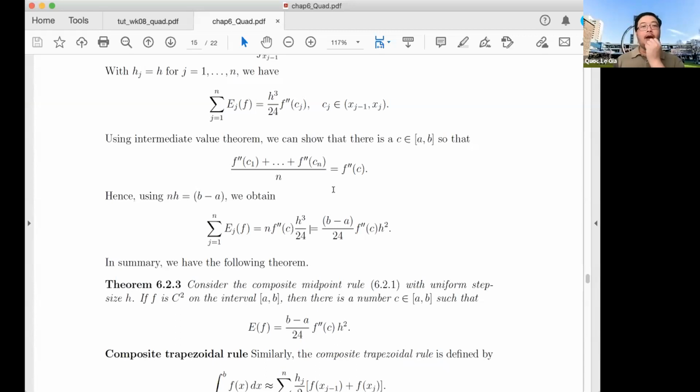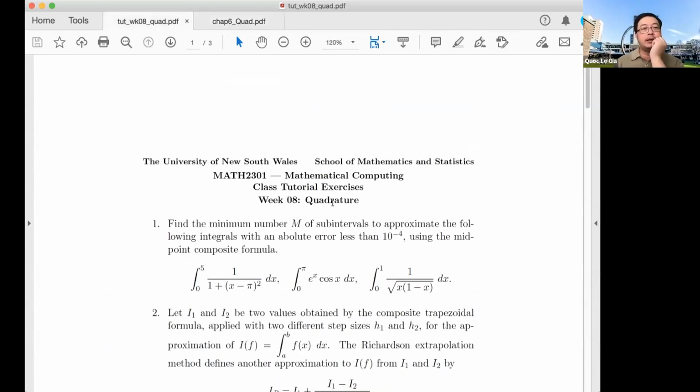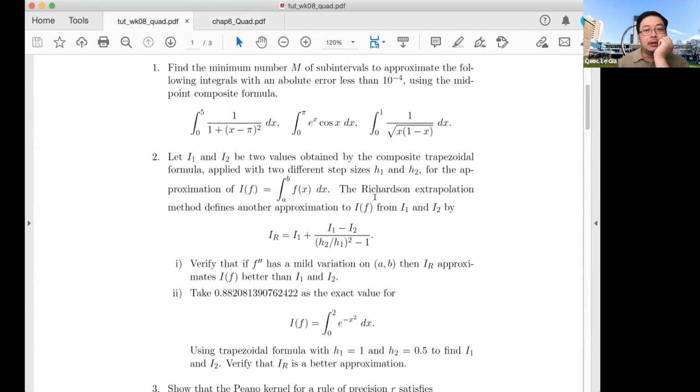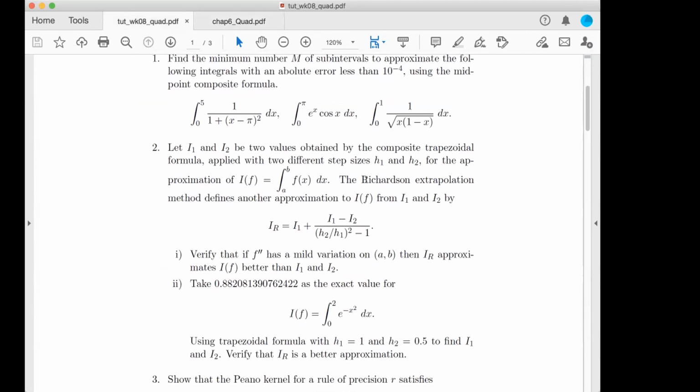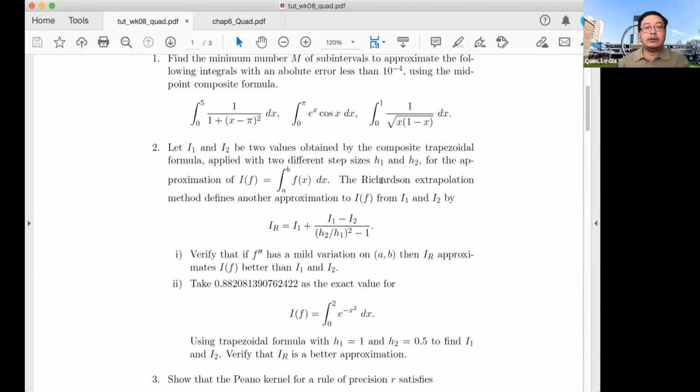Okay, so now the next question is Richardson extrapolation. So Richardson extrapolation is a formula, okay, discovered by Richardson. He's a British mathematician living in the 19th century up to the middle of the 20th century. And one of his contributions to mathematics is this formula, okay? So you can discover some formula and you wait 100 years and somebody will name the formula after you, yeah?